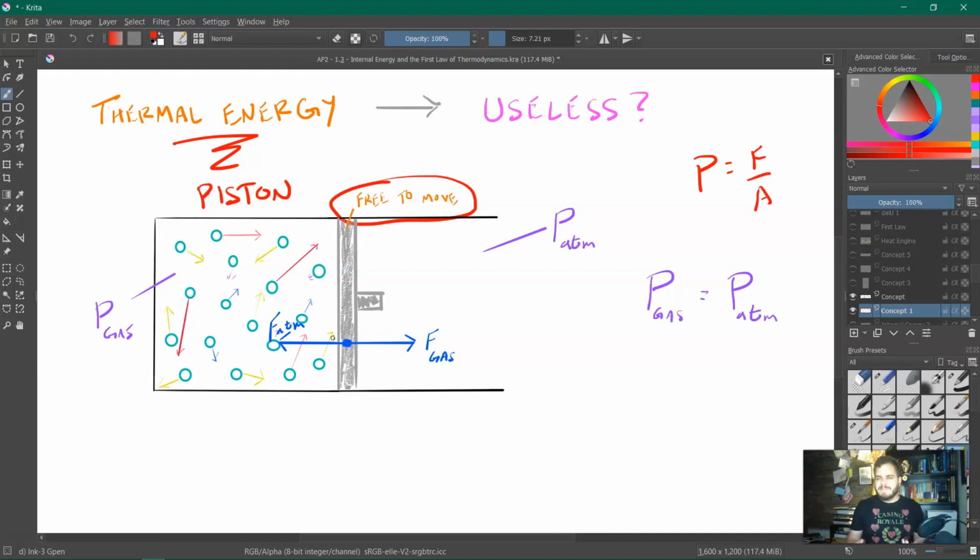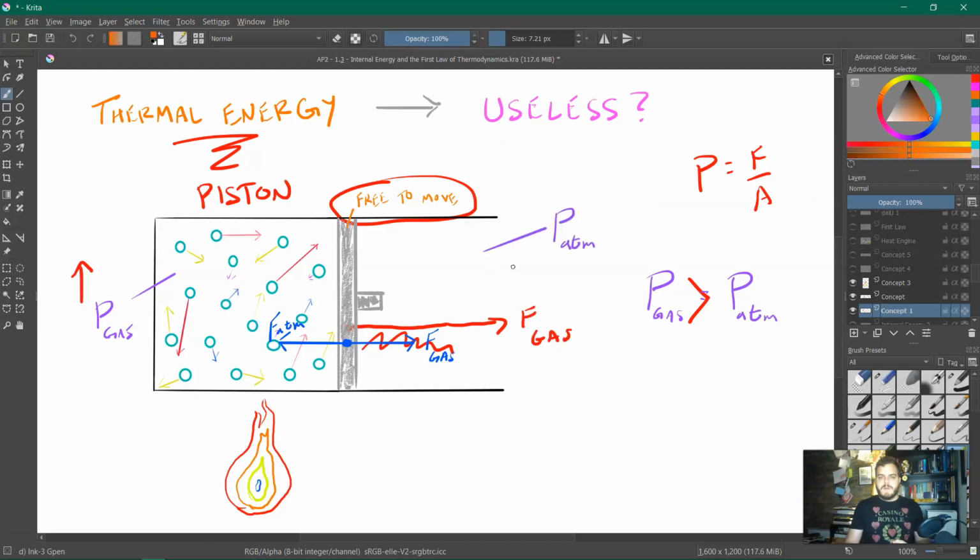Nothing's going to happen. But let's change things up a little bit. Let's start heating this gas up. When we heat this gas up, we know for a fact that the temperature is going to rise, and if the temperature rises, the pressure is going to rise. So now the pressure of the gas will be greater than the pressure of the atmosphere, which means that the force of the gas will be greater than the force from the atmosphere.